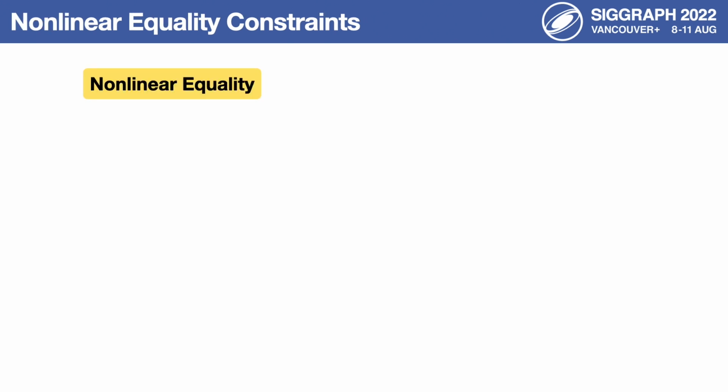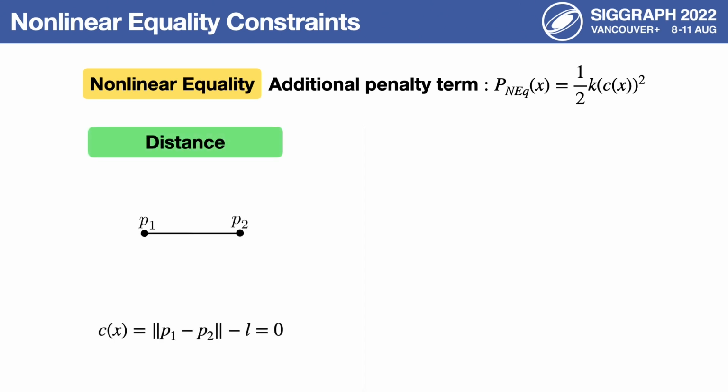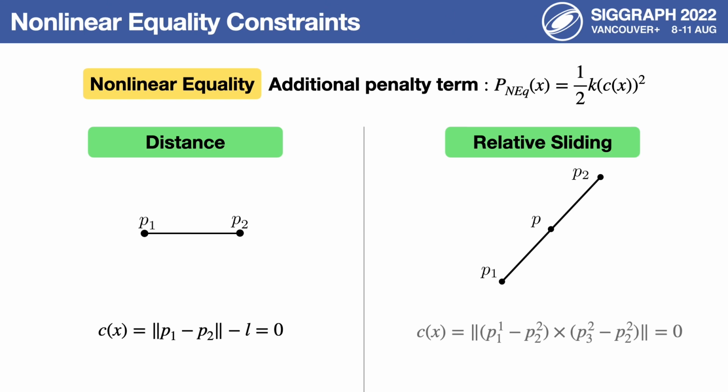Nonlinear equality constraints C(x) equals 0 can be enforced by adding a penalty term to the energy, with K being the stiffness parameter. Using this method, we can fix the distance between 2 points P1 and P2 to be L. We also provide the relative sliding constraint to fix the point P on a line segment of another object. This can be done by restricting the area of the triangle to be 0.